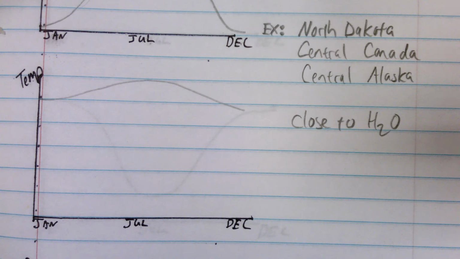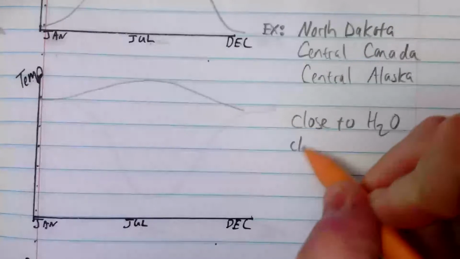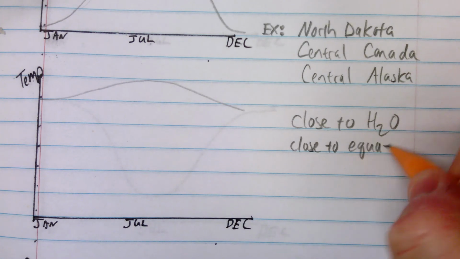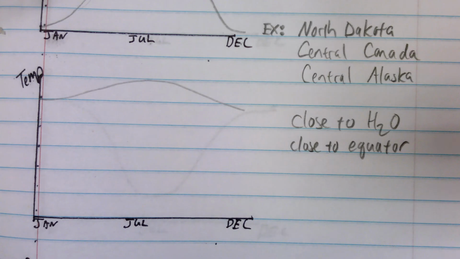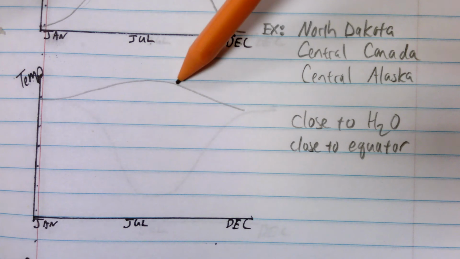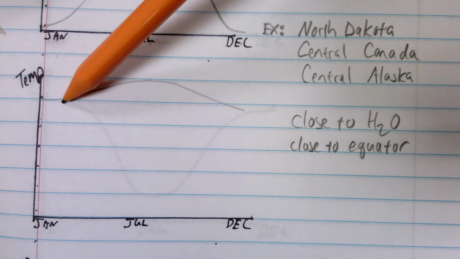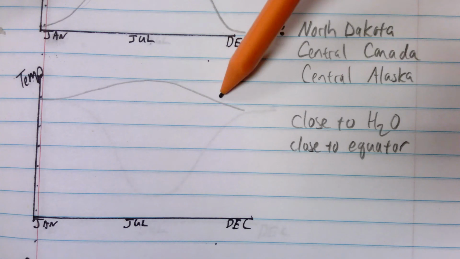So what part of the world has temperatures that stay hot all the time? This is probably someplace that's both close to the water and close to the equator, because the temperatures are always hot, like they are at the equator, and they don't change much from winter to summer to winter again.